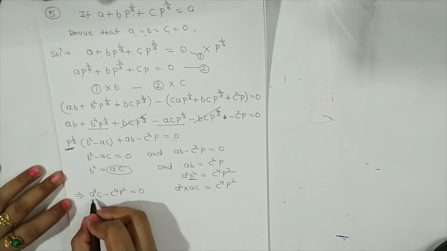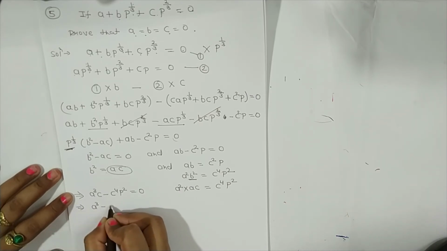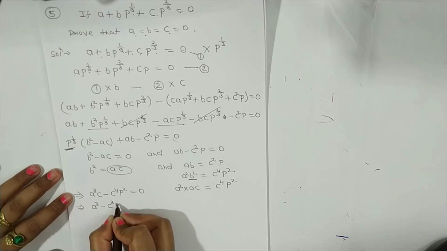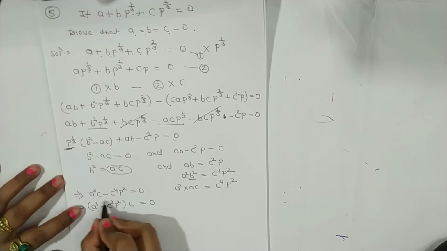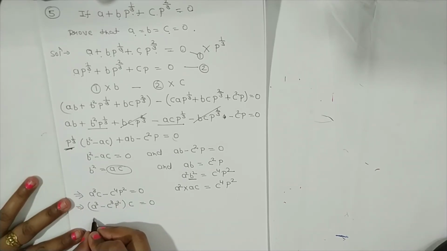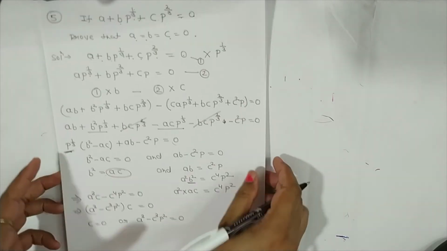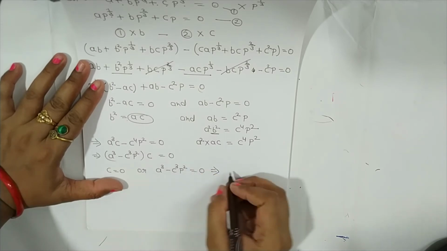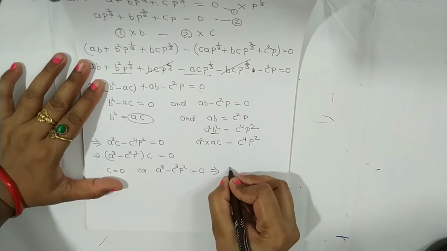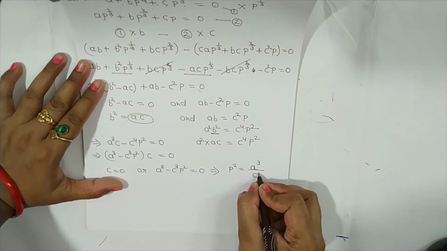Now in this c is common, so it will be c times a cube minus c cube p square is equal to 0. So either c is equal to 0 or a cube minus c cube p square is equal to 0. Then this implies p square is equal to a cube upon c cube.